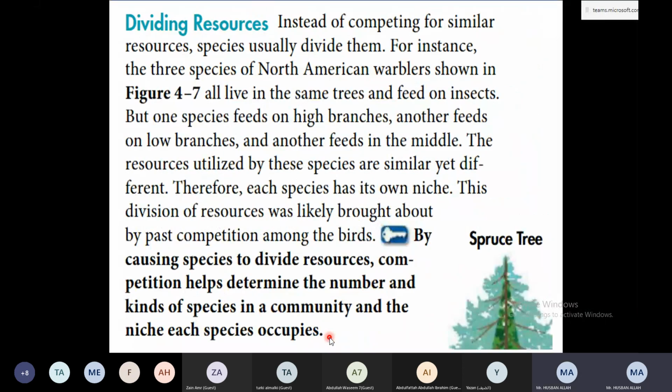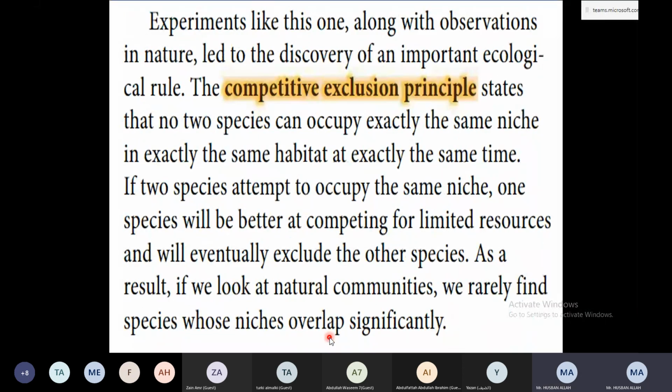We will stop here at this point. If you have any type of doubt, any type of question, you can ask me. In the next lesson, we will start dividing resources, right? Page 101, the last point. Do you have any doubt or question, you can ask me.